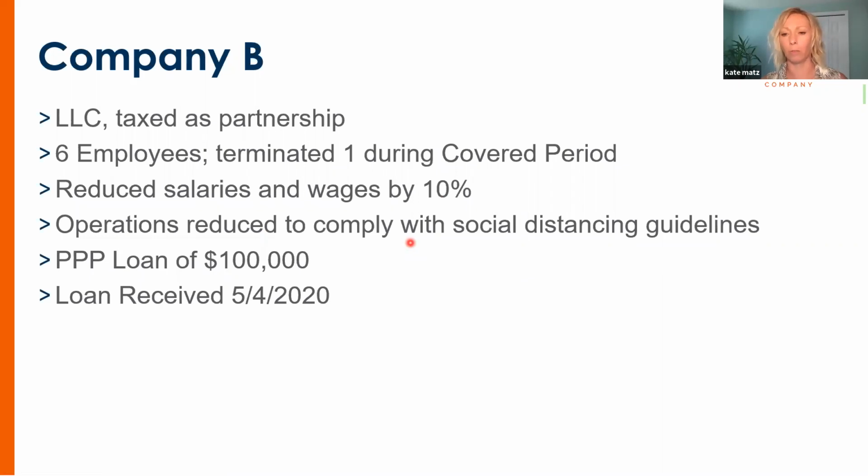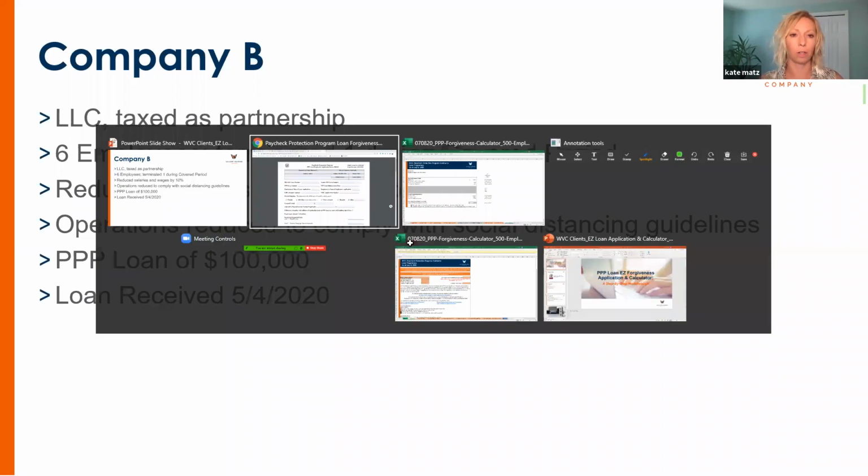So we're all familiar with a lot of the orders or guidance that are coming out from federal, state, and local officials, and this company was one that was impacted by that. In order to comply with social distancing of keeping 6 feet apart, they did have to reduce their level of operations. They got a PPP loan of $100,000 and they received that loan on May 4th. So let's run through another example of the calculator for company B.